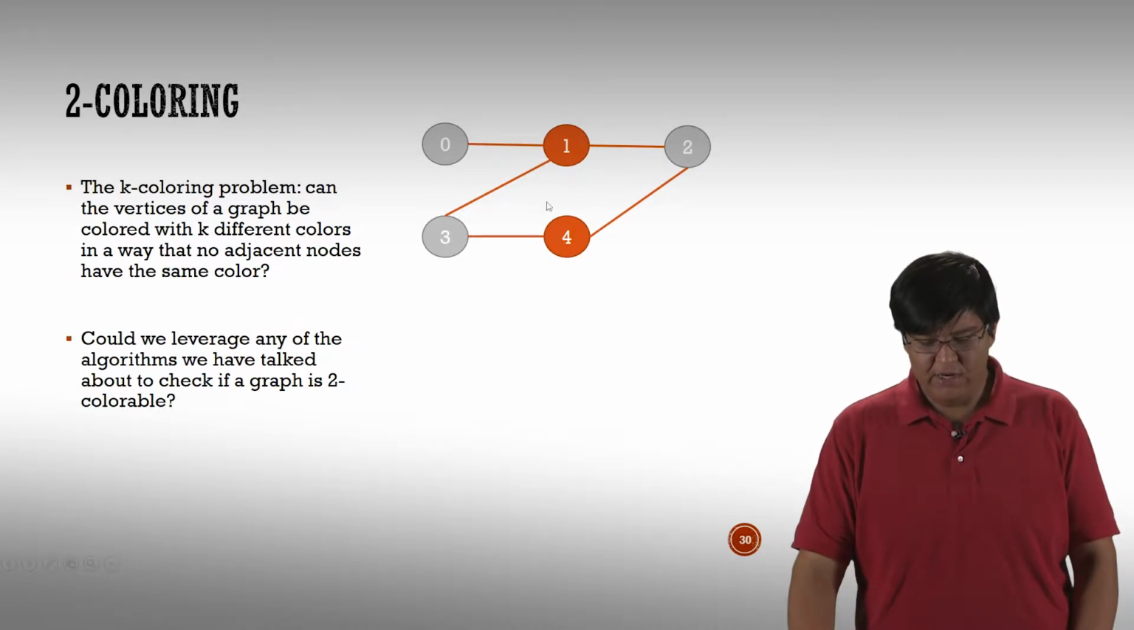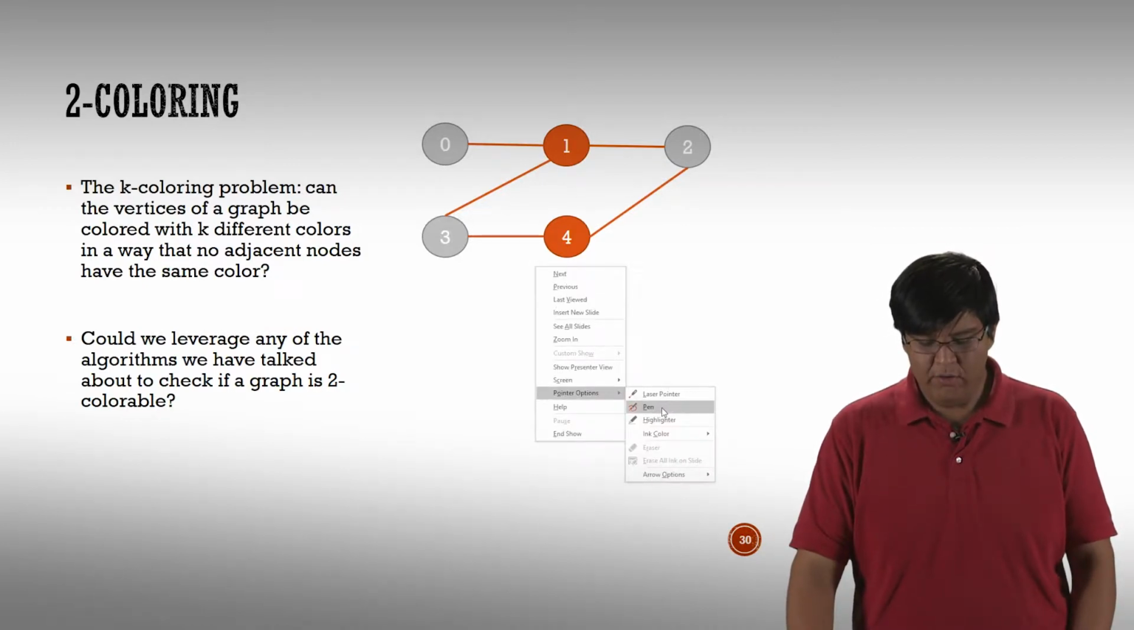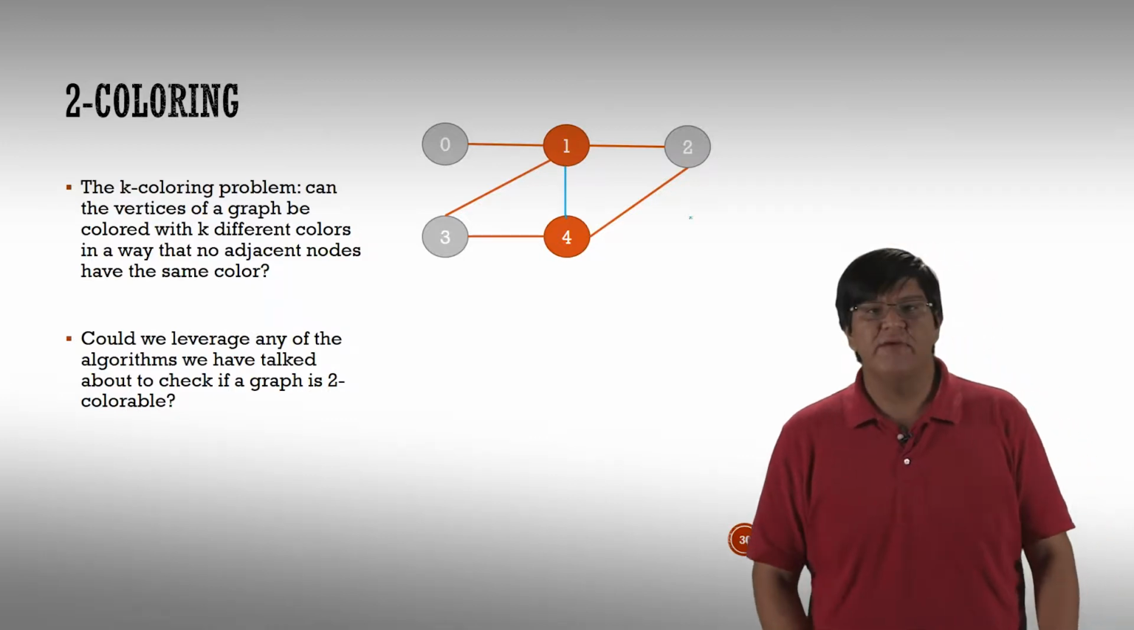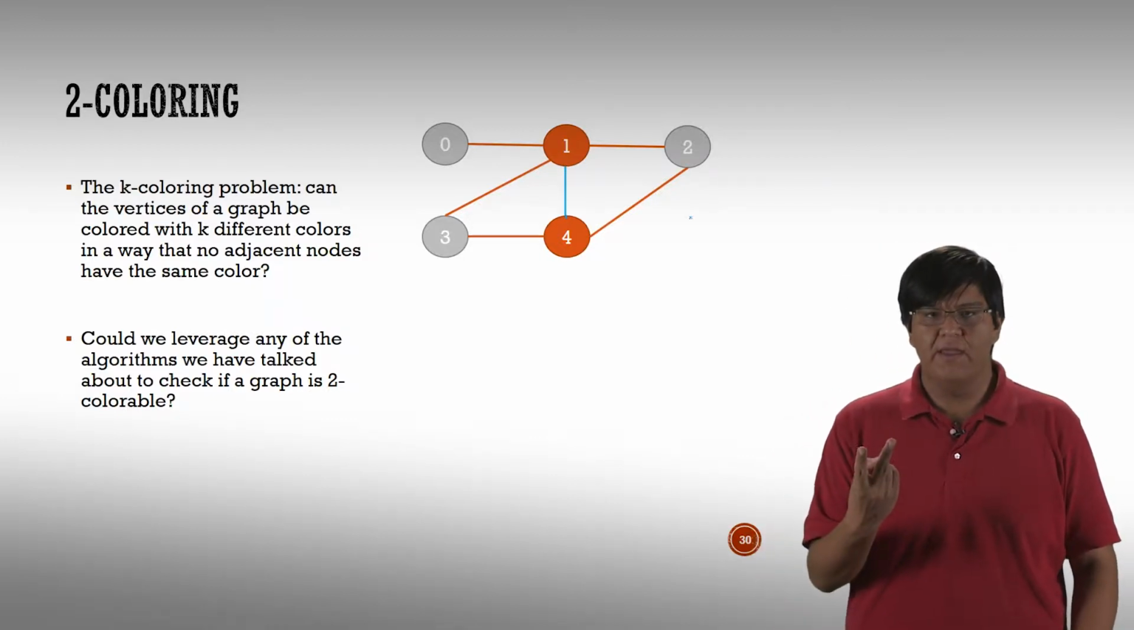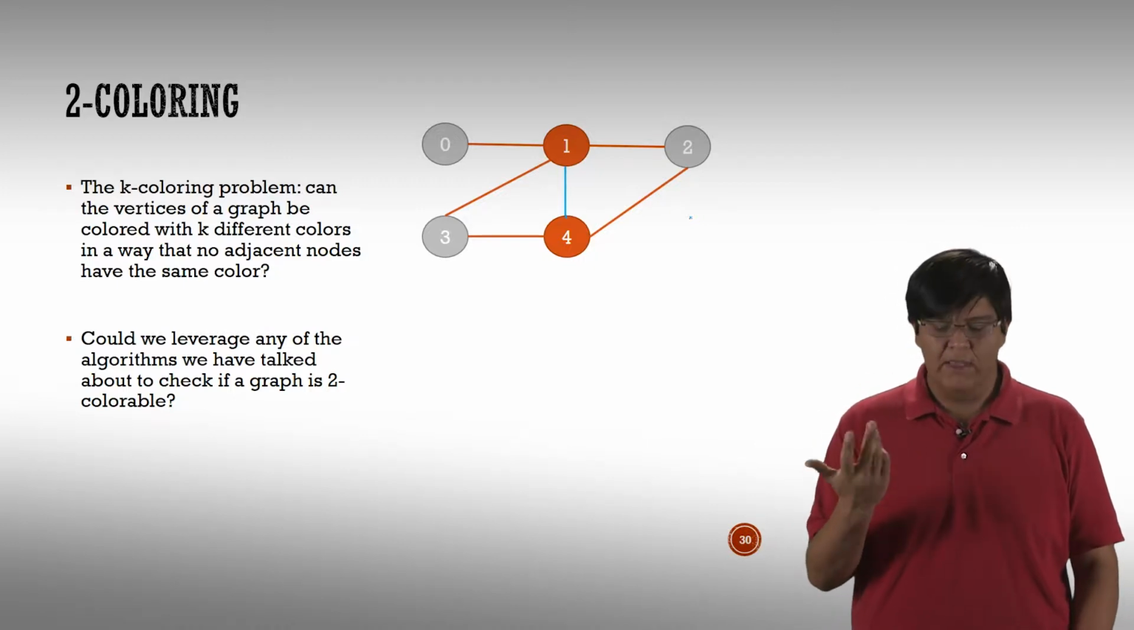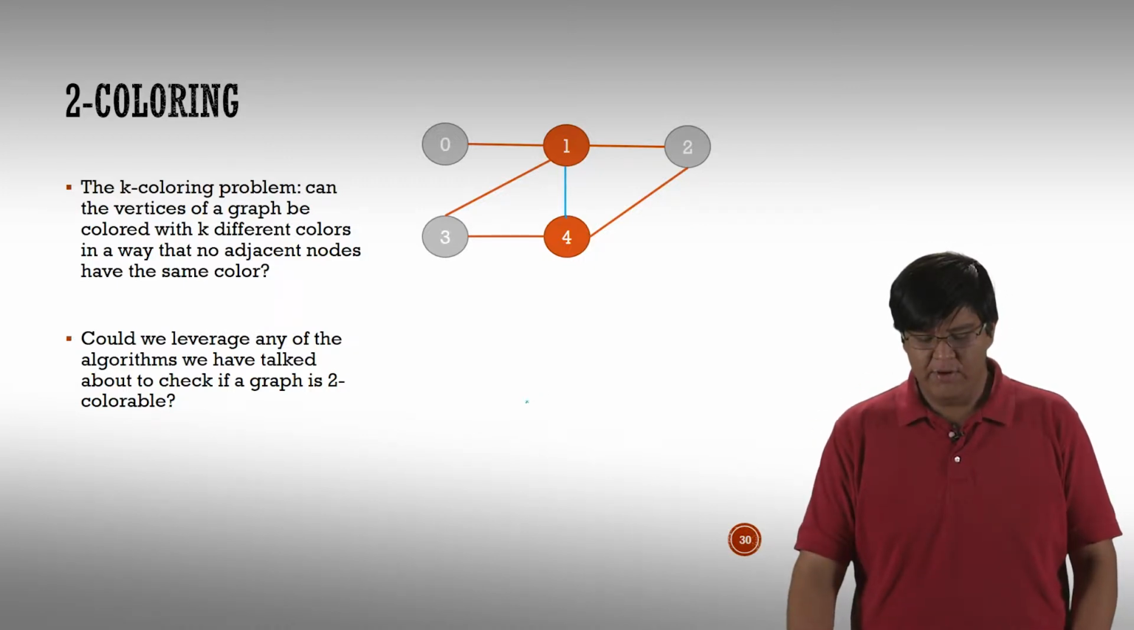If I had another edge in here, for example, an edge from 1 to 4, then it would be a different story, right? If I had that, this would no longer be a two-colored graph because I have two nodes that are paired together, but they have the same color. So that's no longer a two-colorable graph.